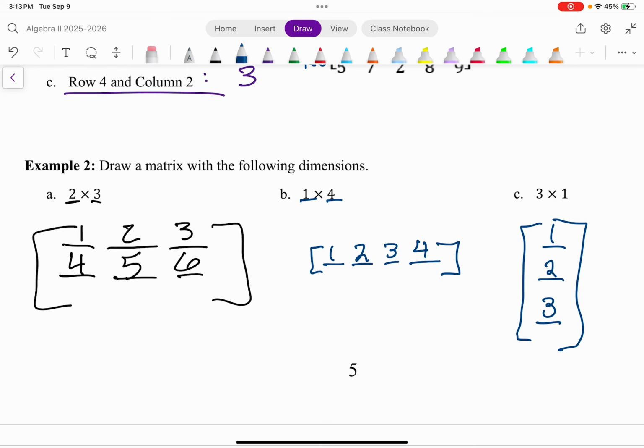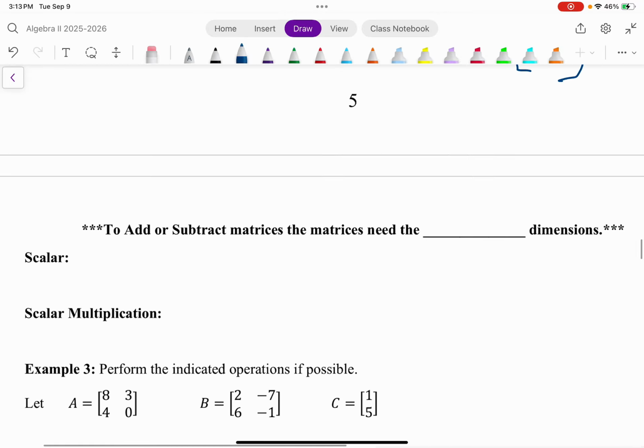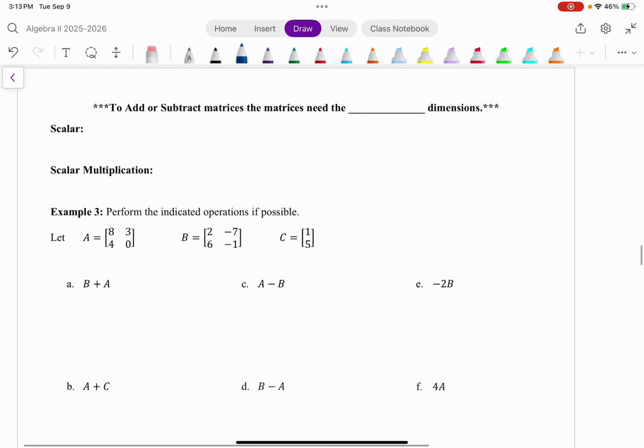For these types of questions, I'm not looking at what numbers you put in. I am looking at the dimensions. So is it a 2 by 3? Is it a 1 by 4? Is it a 3 by 1? That is what you need to show with these problems. Okay, next, we're going to go over adding and subtracting in the next video.